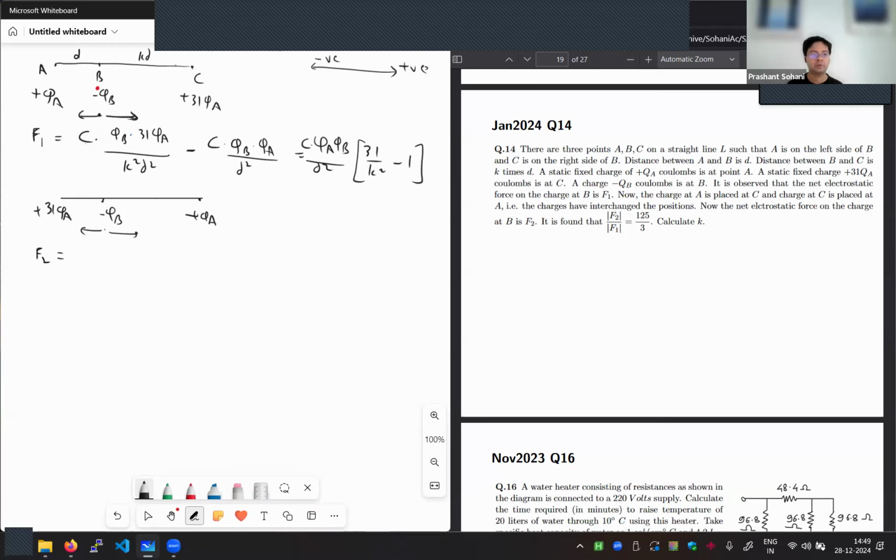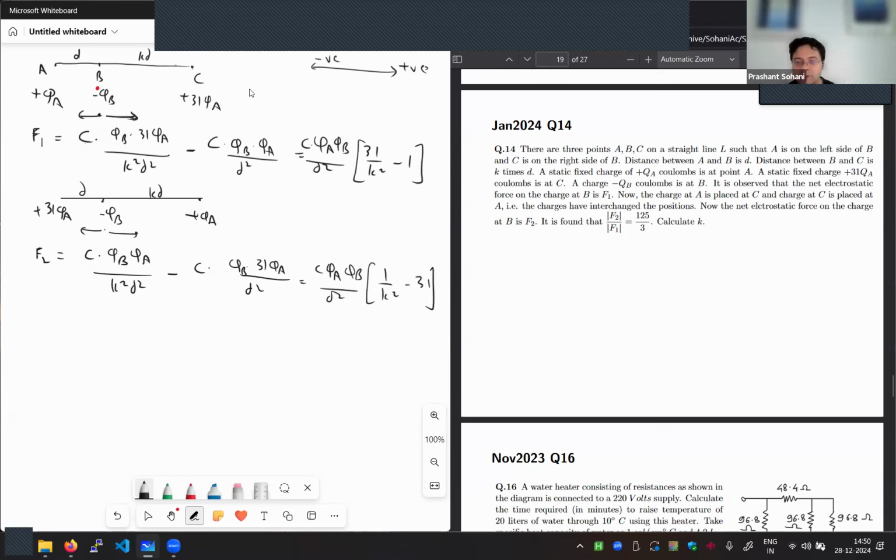So the particle will be pulled to the right by this term, and the distances are also the same, right? And it will be pulled to the left by. So you see between the two equations, the top and the bottom, what has changed is just the value of 31. Initially it was in the left component, now it is there in the right component. Okay, so again, all these things will come common, C Q A Q B upon D square, and inside the bracket, I'll be left with 1 by K square minus 31.